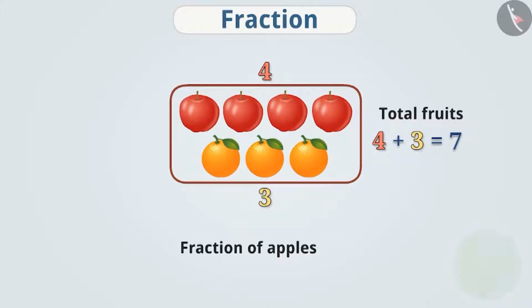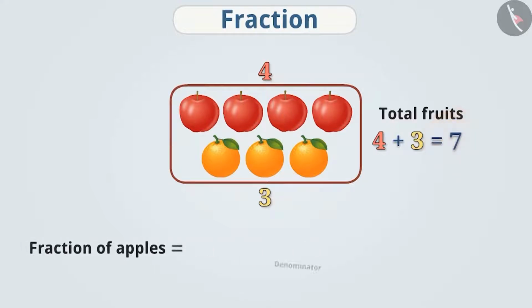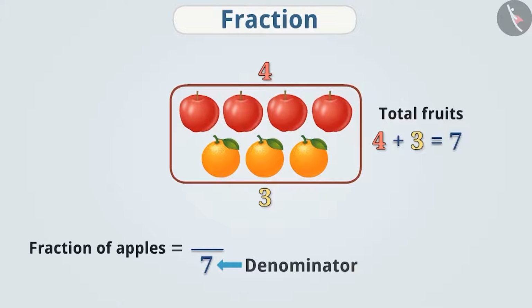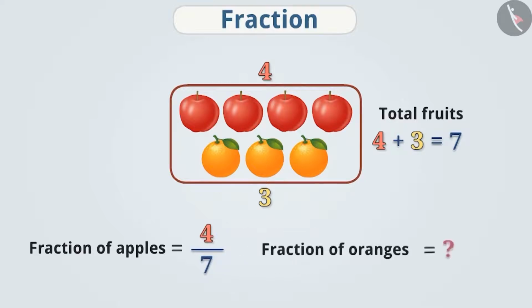Let me explain. Since the total number of fruits is 7, the denominator is 7, and we're considering 4 apples of them, therefore the numerator is 4. Thus, the fraction of apples among this group of fruits is 4/7. Similarly, can you find the fraction of oranges in this group? You've got it right. Here, there are 3 oranges among the group of 7 fruits. Therefore, the fraction for oranges here is 3/7.